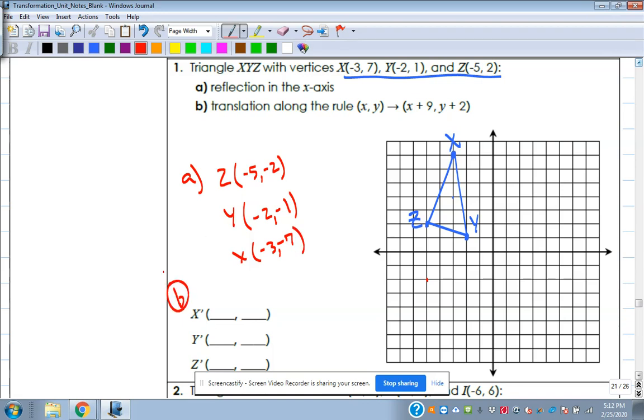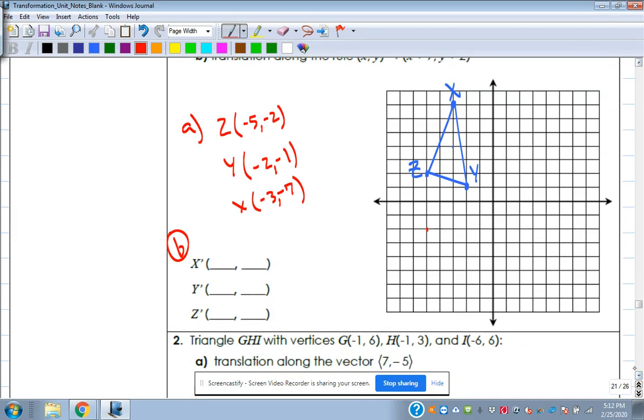And then B part's going to be the final answer. So I'm just going to put those points there and draw this little ghost figure here. This isn't the answer. That's just where we're at to start off, to do the next transformation. And I've just made a note of what those are going to be.